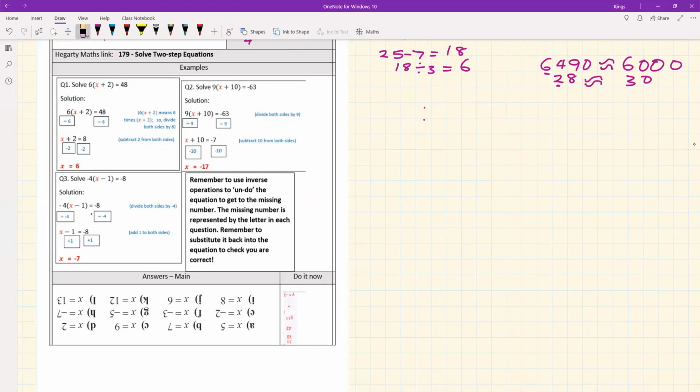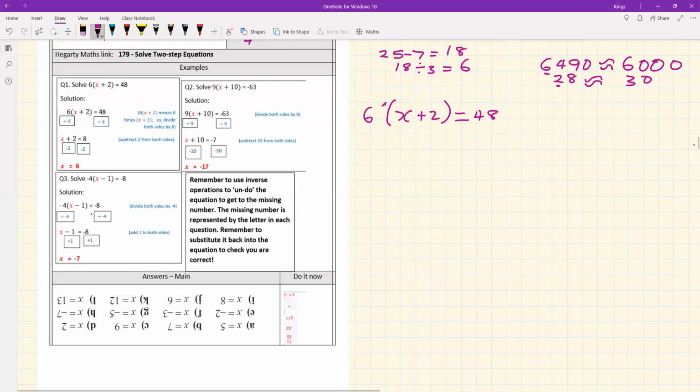All right, so I'm writing that here. I've got 6 bracket x plus 2 equals 48. From our understanding of expanding brackets, we know that the number outside the bracket is multiplying each of the numbers inside the bracket. Okay, so remember when we're solving, we actually undo what was done before.